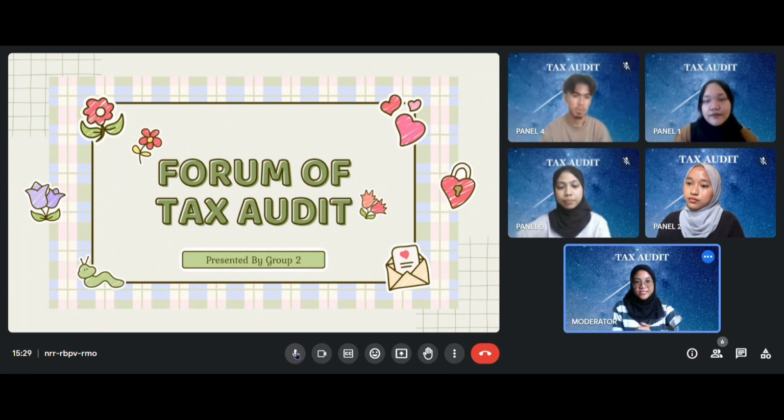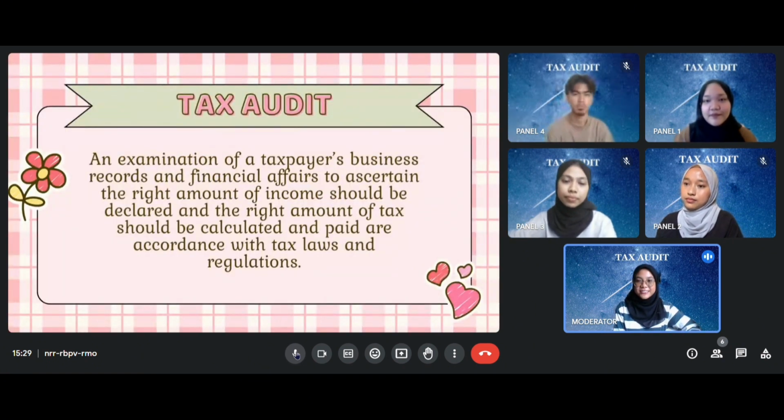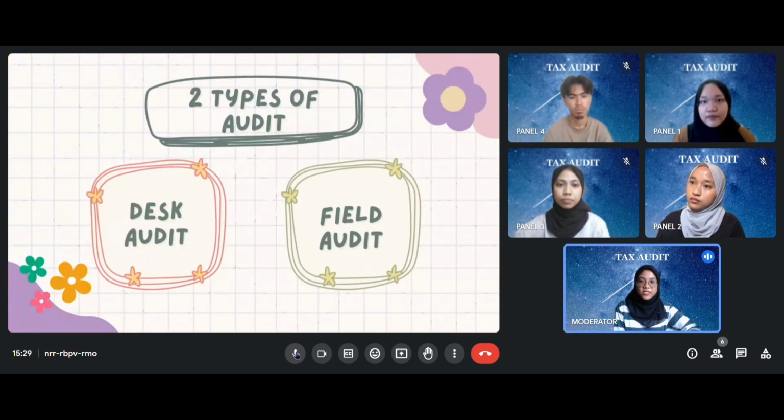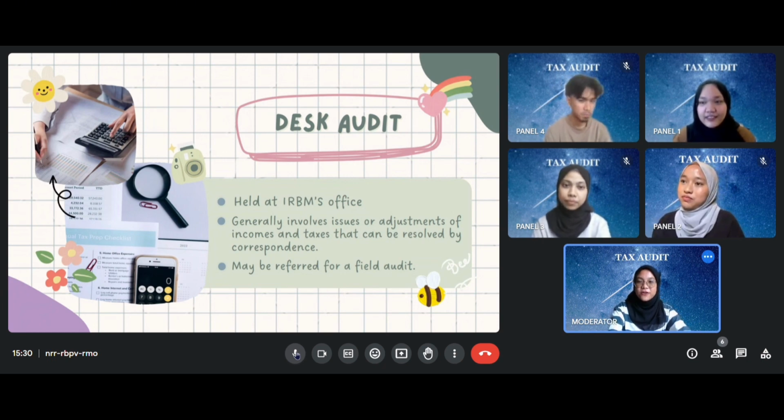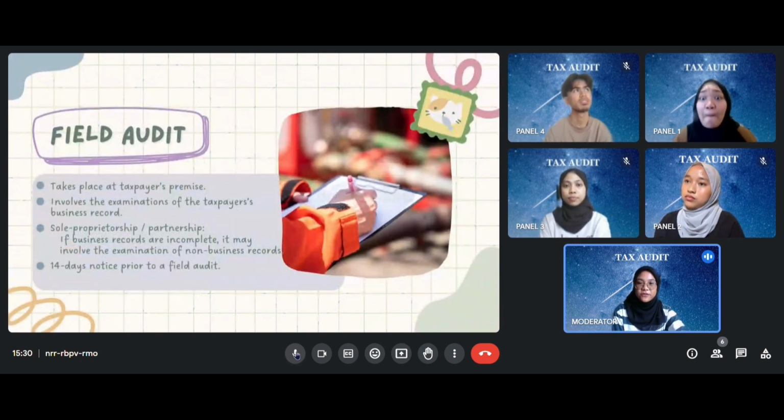So, what is tax audit? Tax audit is an examination of a taxpayer's business records and financial affairs to ascertain the right amount of income should be declared and the right amount of tax should be calculated and paid in accordance with tax laws and regulations. There are two types of audit, which are desk audit and field audit. Desk audit is held at IRBM's office, and it generally involves issues or adjustments of incomes and taxes that can be resolved by correspondence, and it may also be referred for a field audit.